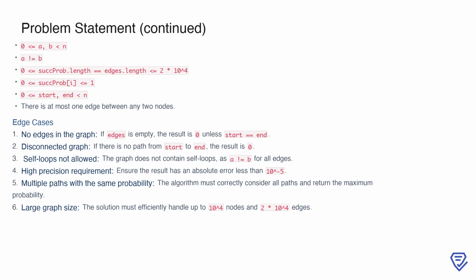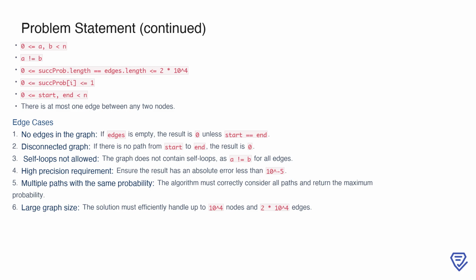Finally, let's review the constraints and edge cases. The graph has between 2 and 10^4 nodes, and the number of edges can go up to 2 * 10^4. Each edge connects two distinct nodes, and the success probabilities for edges range from 0 to 1. Self-loops, where a node connects to itself, are not allowed. For edge cases, consider scenarios like graphs with no edges, which yield 0 unless the start and end nodes are the same. Disconnected graphs also result in 0 when no path exists.